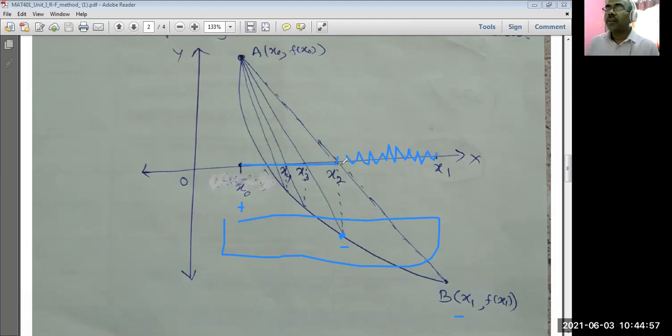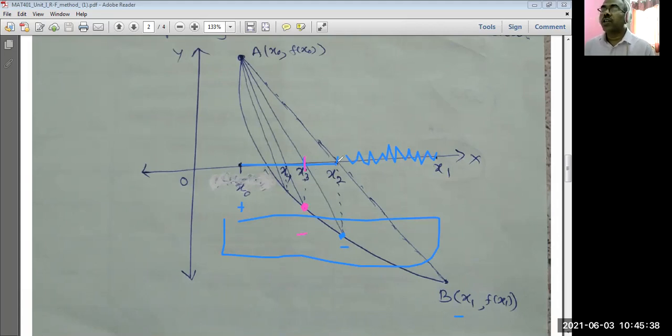Then again, join the new points A and this point. You will get a chord. Find the equation of that chord, and solving that equation, you will get a new point, which is x3. Again, you find the function value at x3, and that value is negative because that point lies in the fourth quadrant.